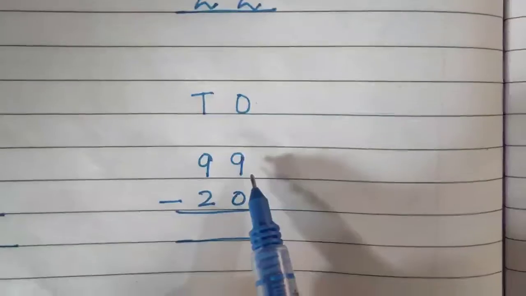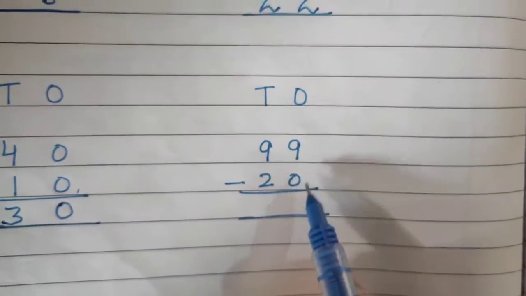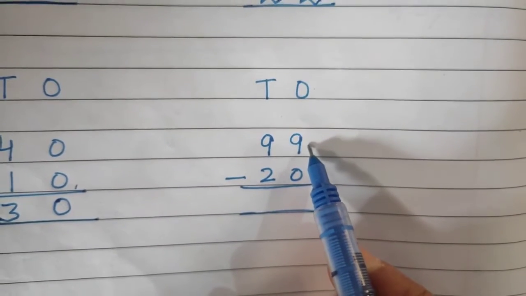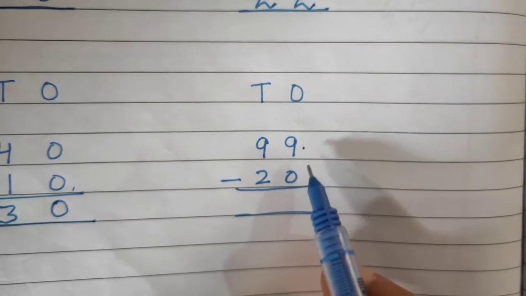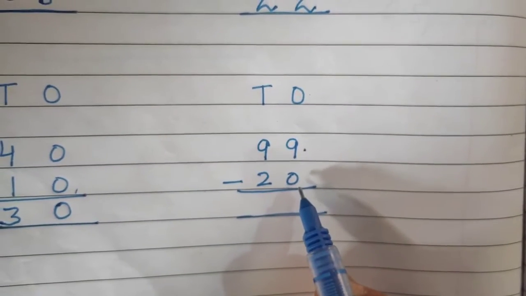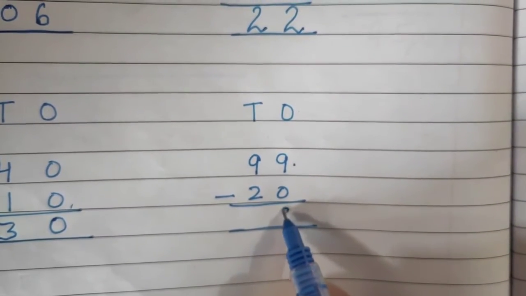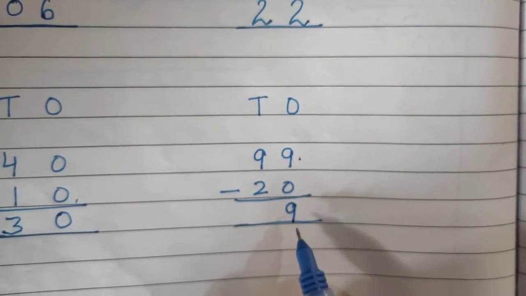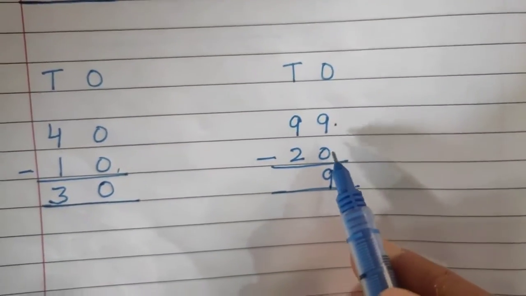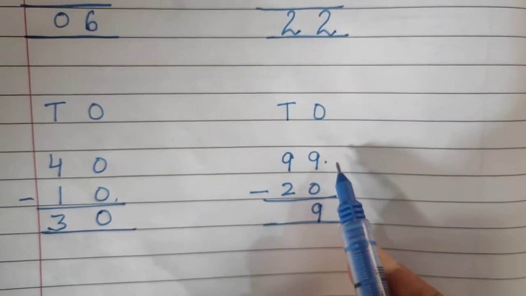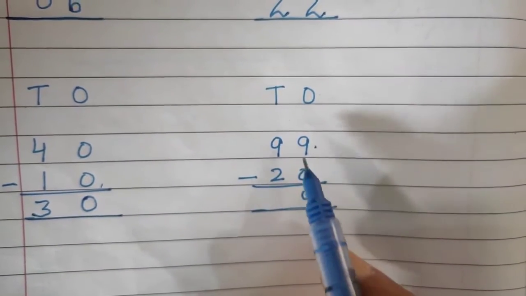Similarly, in this example also, we have 99 and 20. Here at the ones place we have 9 and below it at the ones place we have 0. So when we subtract 0 from 9, our answer will remain 9 only. Here we will not write 0, but our answer will remain 9 only. We are subtracting nothing from 9, so 9 will remain with us. Our answer will remain 9.